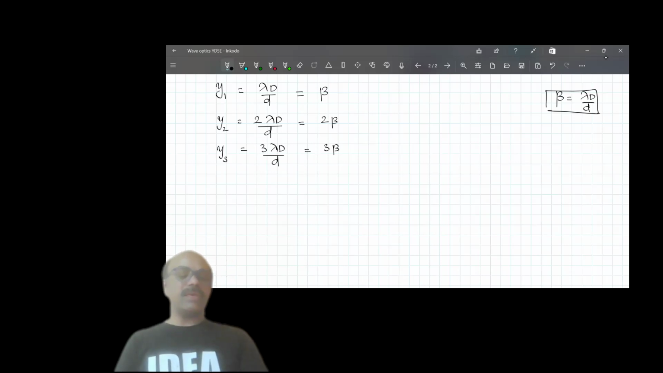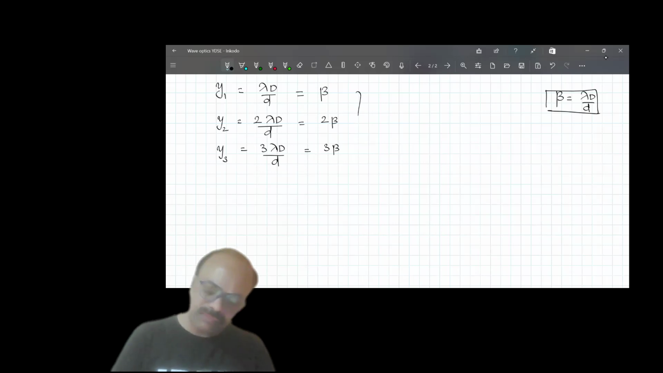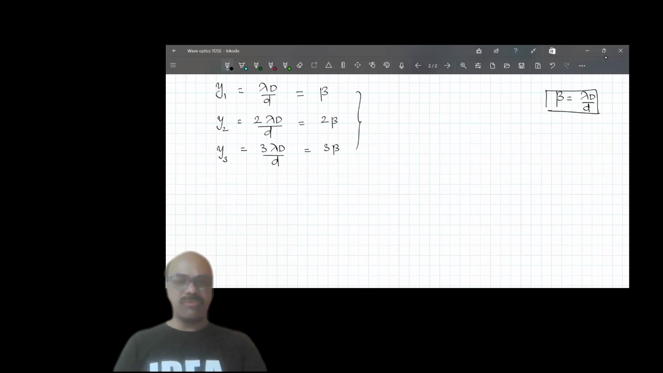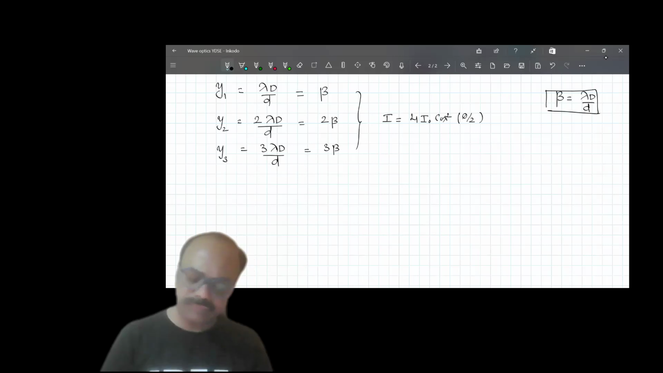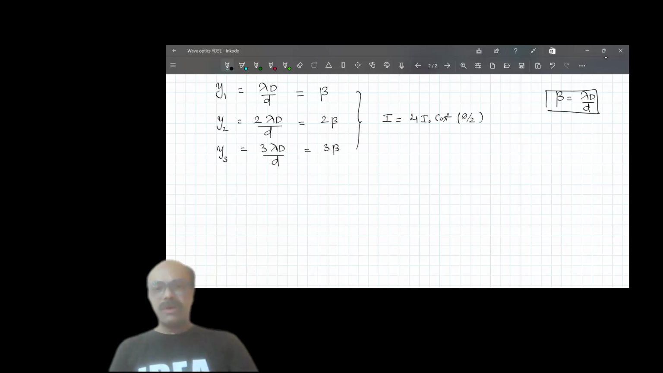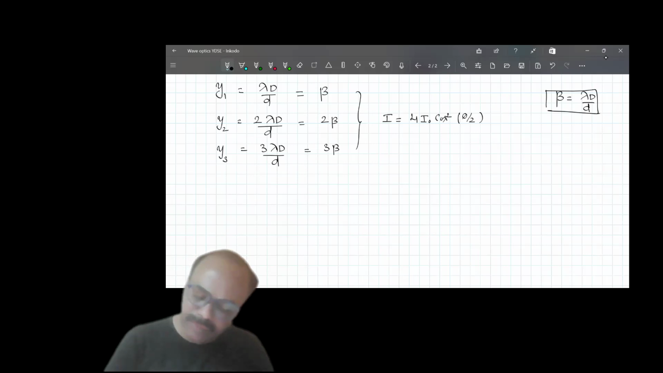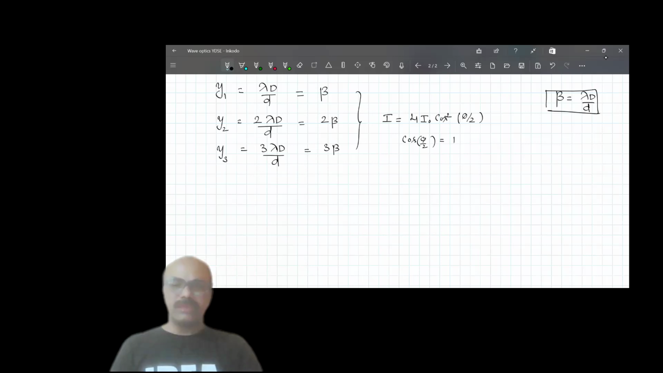Similarly, what is the intensity of the light in constructive interference? What is the formula for the intensity of the light if they ask? We know the formula I equals 4 I naught cos square phi by 2. For maximum intensity, the cos function should be maximum. The maximum value of cos is equal to 1.